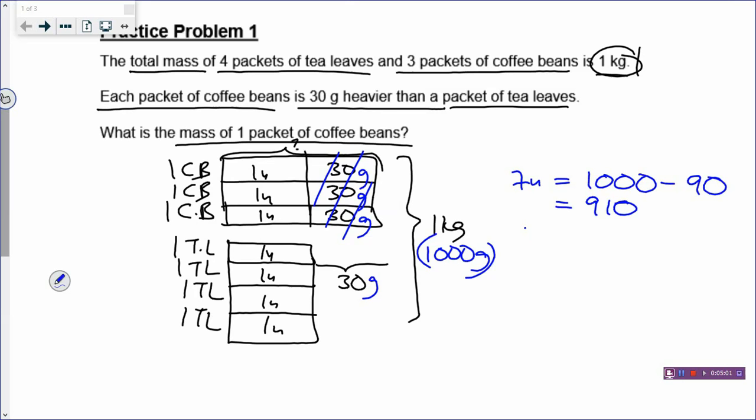The next step is to find one unit. So you take 910 and then you divide by 7. And you will get 130 grams.